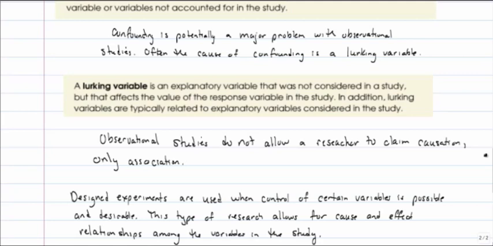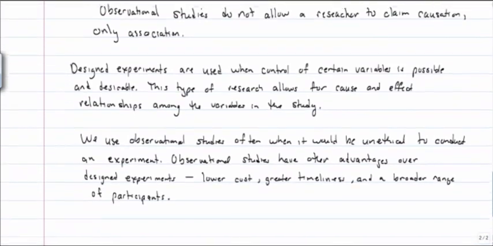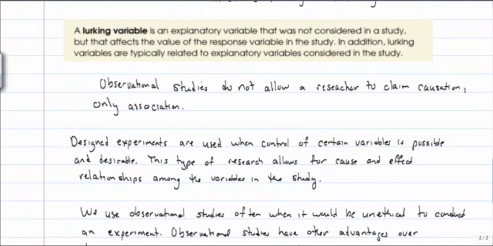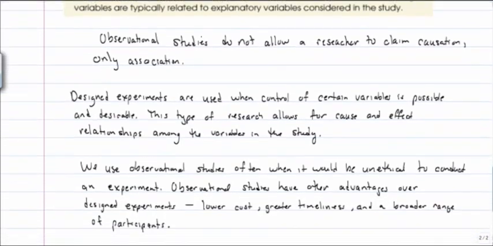For example, we were looking at the age group. Well, it could also be their well-being. It could be their gender. It could be their economic status. Designed experiments are used when control of certain variables is possible and desirable. This type of research allows for a cause and effect relationship among variables in the study, whereas observational studies only allow us to claim an association between the variables. We can't say this variable caused this outcome, but we can say that in a designed experiment.